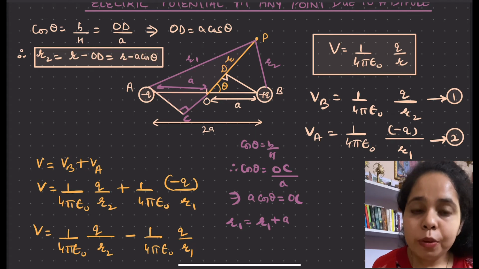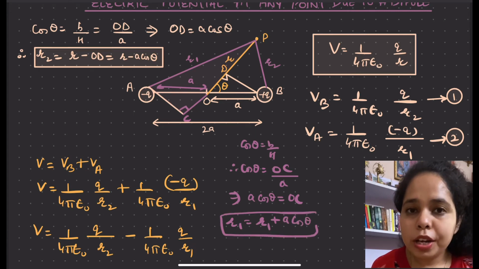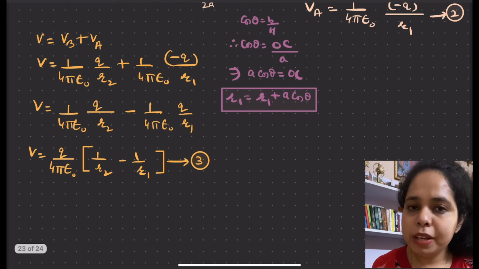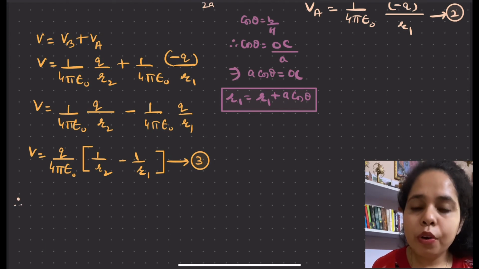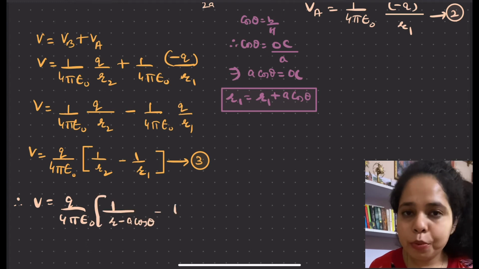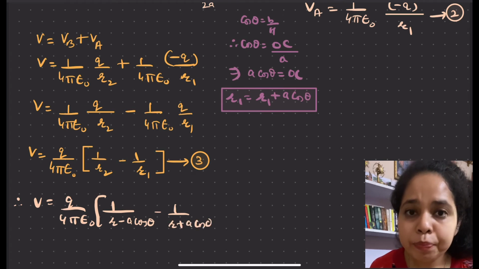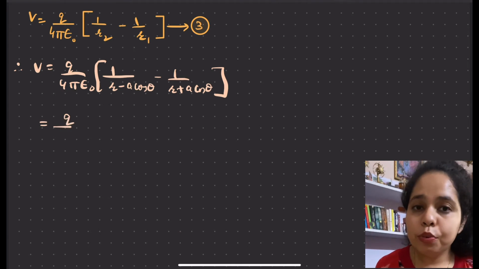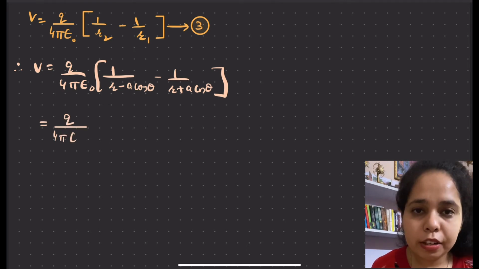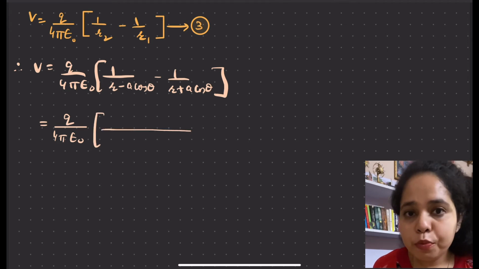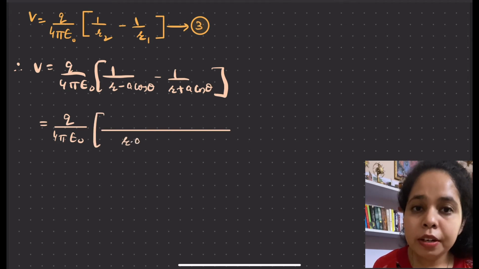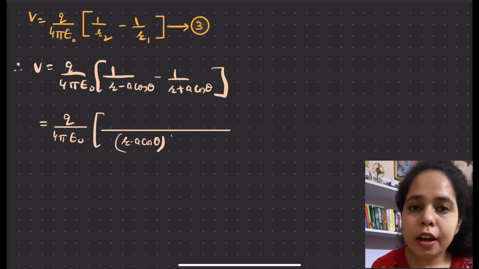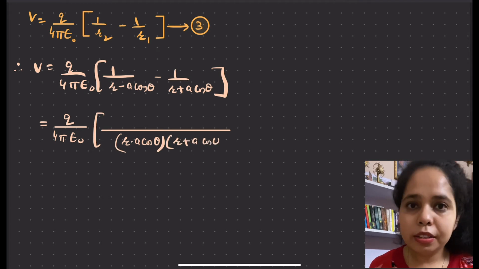Now we will put the value of r2 and r1 in equation number 3, therefore we will have V is equal to q upon 4 pi epsilon naught, 1 upon r minus a cos theta, minus 1 upon r plus a cos theta. We will take the LCM in this case, and we will have V is equal to q upon 4 pi epsilon naught, and taking the LCM we have r minus a cos theta in one bracket, and r plus a cos theta in the other bracket.